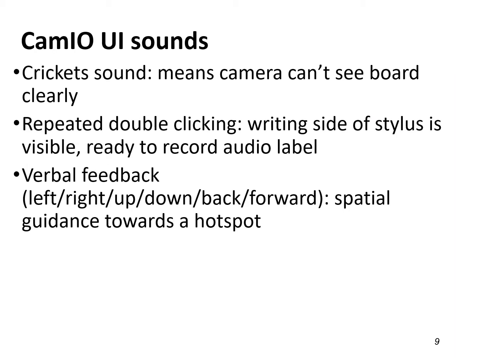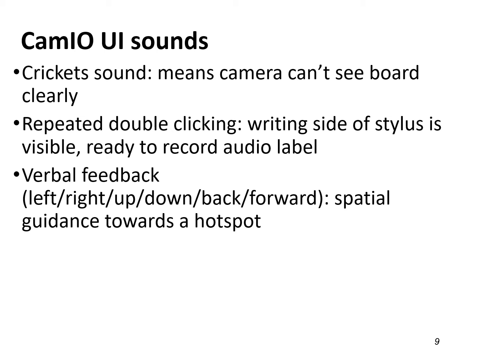So a few sounds. This will help you make sense of the demo video. The cricket sound that the app gives out means the camera can't see the board clearly. And so something will have to be moved. Maybe you have to aim the camera a bit differently, or perhaps the hand is in the way between the board and the camera. Repeated double clicking, that sound indicates that the writing side of the stylus is visible to the camera. And when that happens, that means that the app is ready to record an audio label.